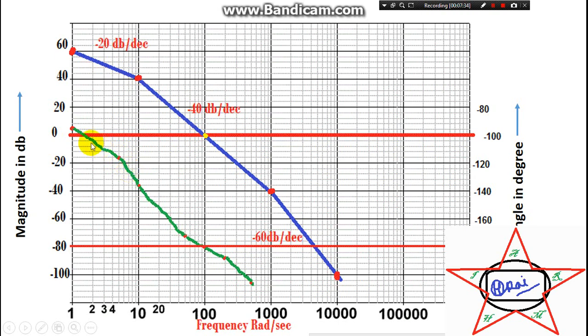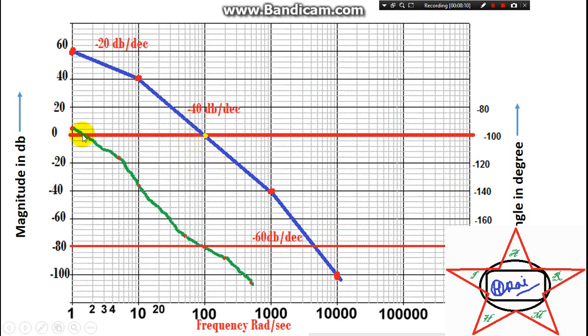Now this green line is nothing but the phase plot, and this blue line is the magnitude plot. In the same semi-log graph sheet, we have plotted the magnitude plot as well as the phase plot. Now this complete graph is nothing but the Bode plot. There are one or two more terms, that is, how to find out the phase margin and gain margin.